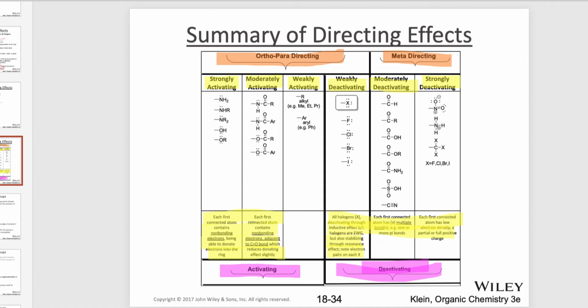So I would pause here and take in the structures and carefully pay attention. You can also see that whenever we have a multiple bond, we have the ability to take electron density away. As I just mentioned, nitrile is one of those. Here, sulfur, there's a multiple bond. There are actually two. And here we have all the carbonyl groups.